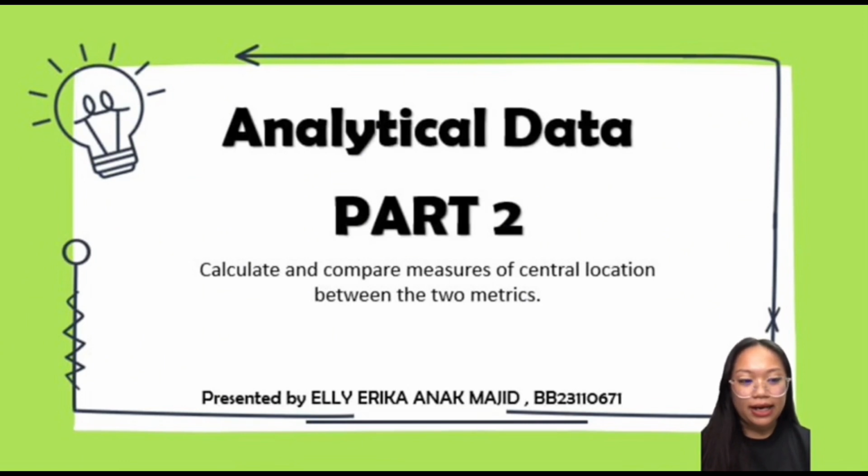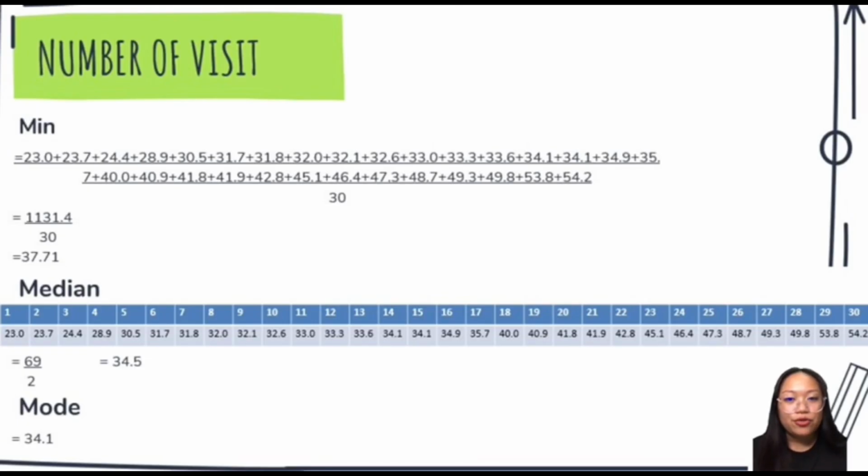In this part, I will show you how to calculate and compare measures of central location between the two metrics. There are 3 components in central location, which are mean, median, and mode. The formula for mean is to add all the values and divide by the number of values.